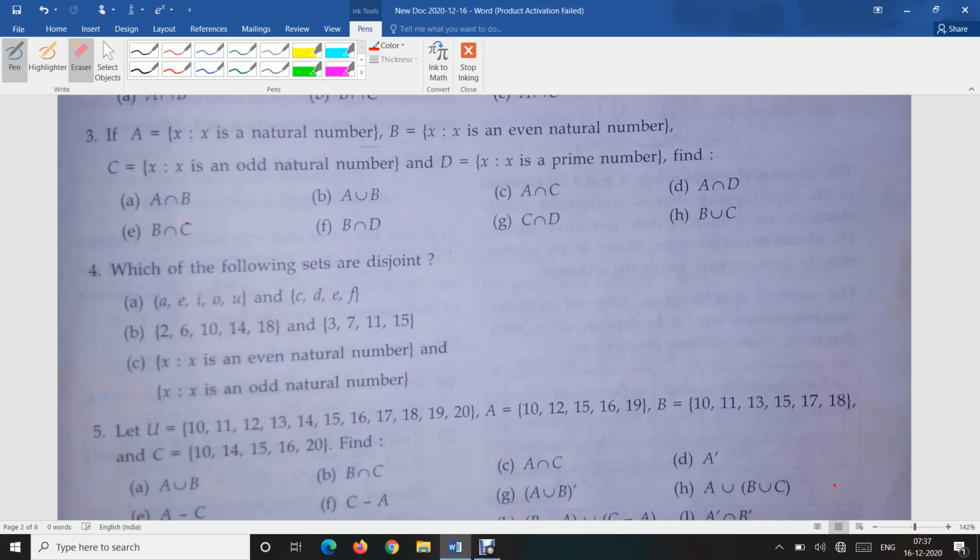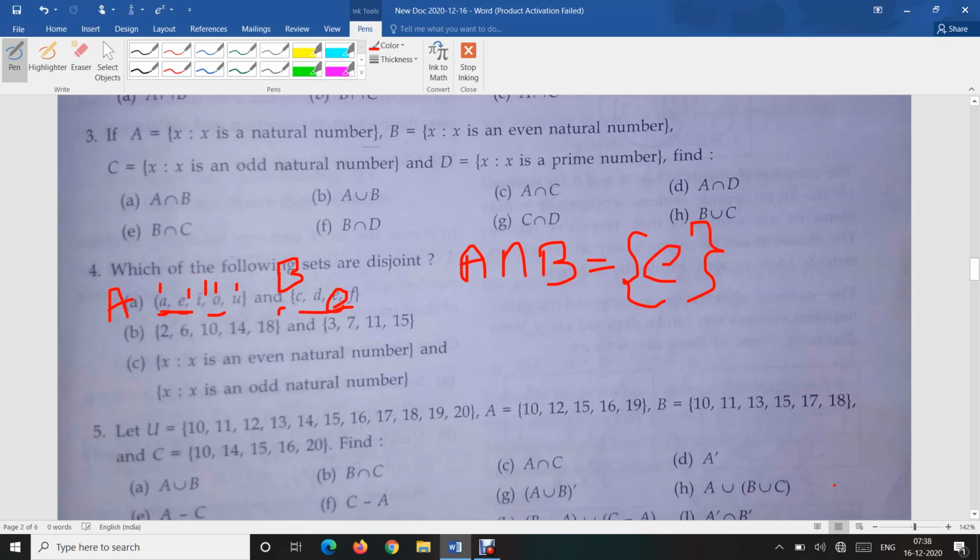So see, A, E, I, O, U. This has A, E, I, O, U. Suppose this is set A and this is set B, and you have to find A intersection B. Now you can see that A is present in set A but not present in set B. E is present in set A, and is also present in set B. So E is the element which is in A intersection B. So one element is common, so this will not be a disjoint set.